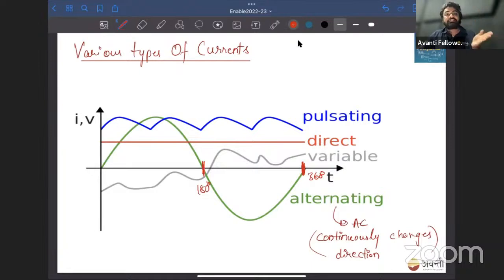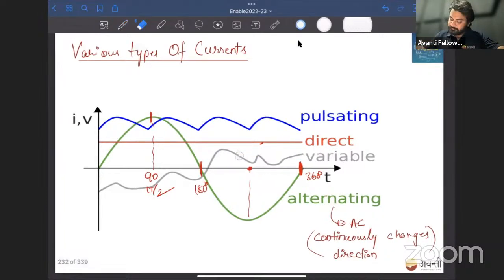From 0 to 180 degrees, the current was positive. From 180 to 360, it is negative. When is the peak value achieved? At 90 degrees or pi by 2. Then the negative peak is achieved at 180 plus 45, right? That is 225. Am I doing it right? So the negative peak is achieved at... no, oops, wrong. It will be 180 plus 90, so 270.